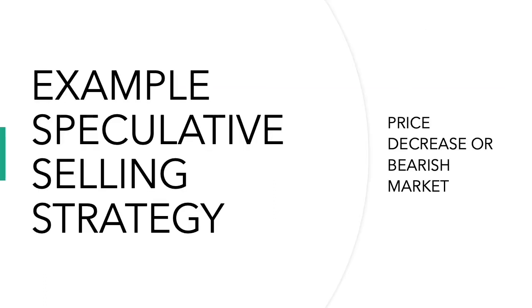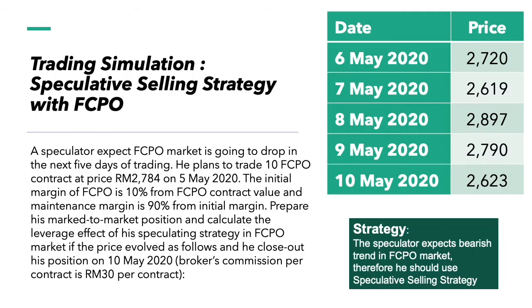Now we look at an example for speculative selling strategy. A speculator expects the FCPO market is going to drop in the next 5 days of trading. He plans to trade 10 FCPO contracts at price 2784 on 5 May 2020. The initial margin of FCPO is 10% of the FCPO contract value and maintenance margin is 90% of initial margin. Prepare his mark-to-market position and calculate the leverage effect of his speculating strategy in the FCPO market if the price evolves as follows, and he closed out his position on 10 May 2020. Broker's commission is 30 ringgit per contract.